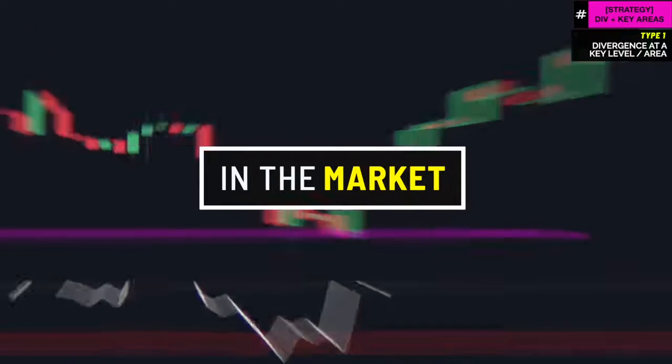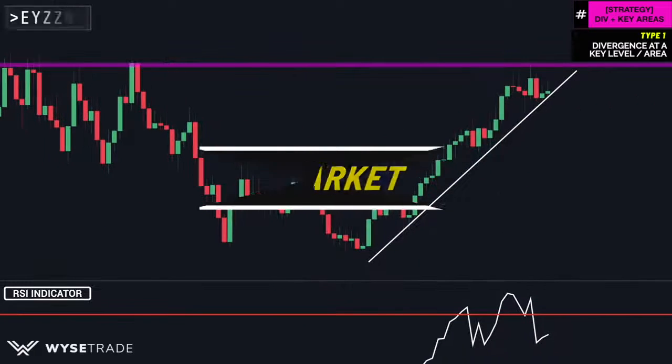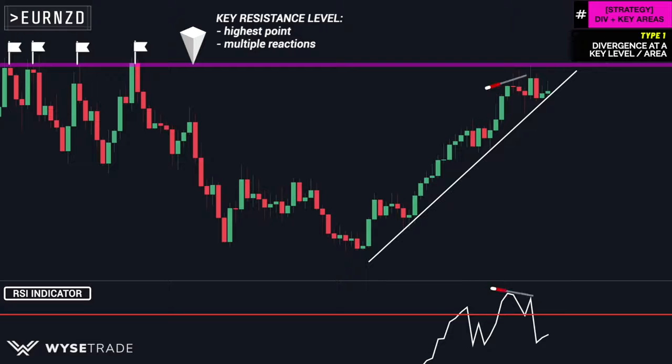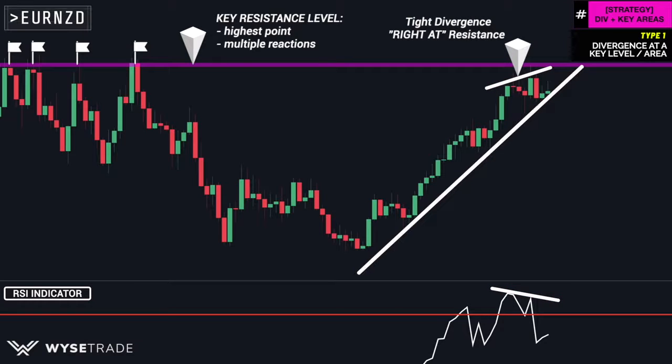So right now in the market, the Euro Kiwi is creating one of these patterns. You had your key resistance and swing high level here through these multiple reversals. Tight divergence has formed. So we put a trend line onto the immediate trend like this, but there is no trade unless price breaks through this trend line, because again, price can continue up.